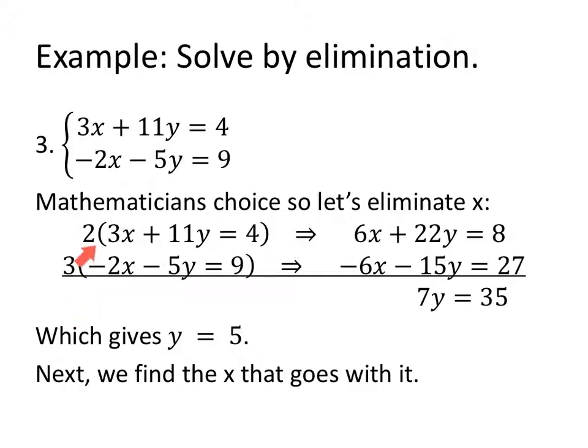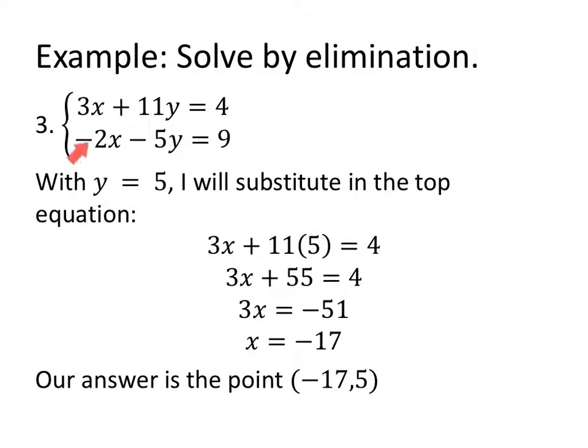So I'm going to multiply 2 times the first equation and 3 times the second equation to make 6x and negative 6x. But I can't forget, I have to multiply everything in the equation. Every single term gets multiplied, not just the ones we're trying to cancel. So 6x and negative 6x cancel. 22y minus 15y is 7y. 8 and 27 makes 35, so of course y will be 5. Once we have the first answer, y equals 5, or in the previous example, x equals 3, we find the value of the other one that goes with it.